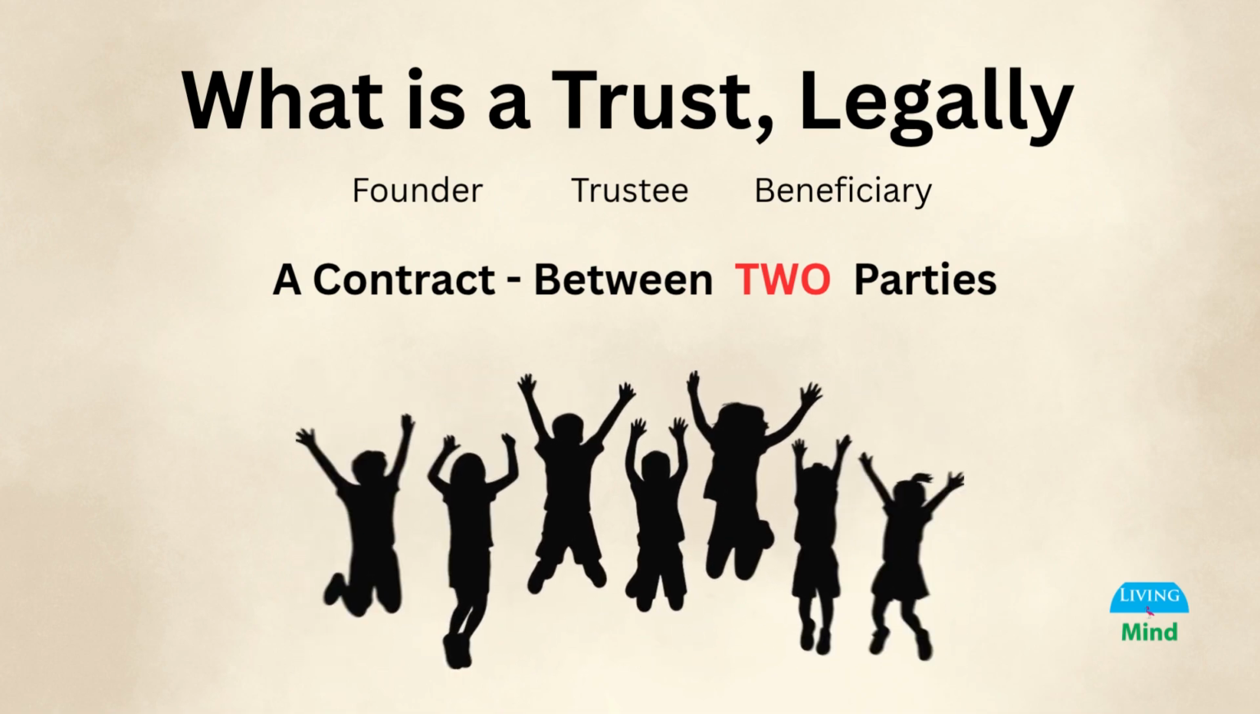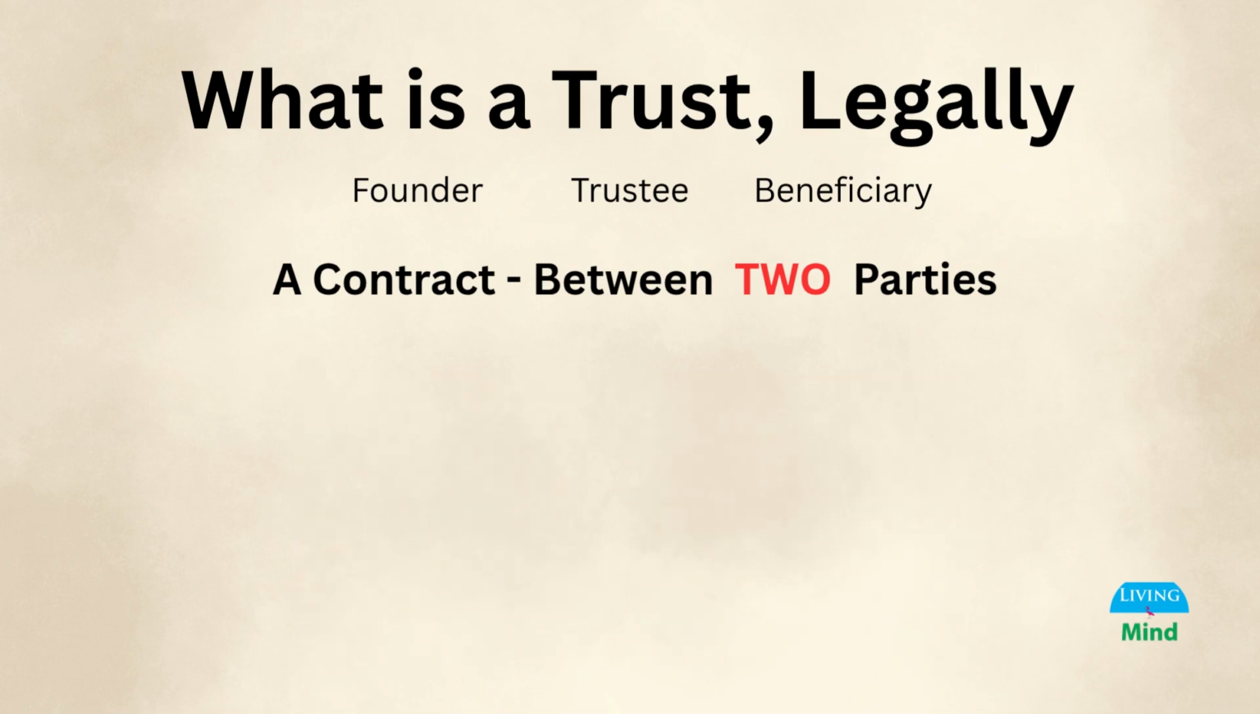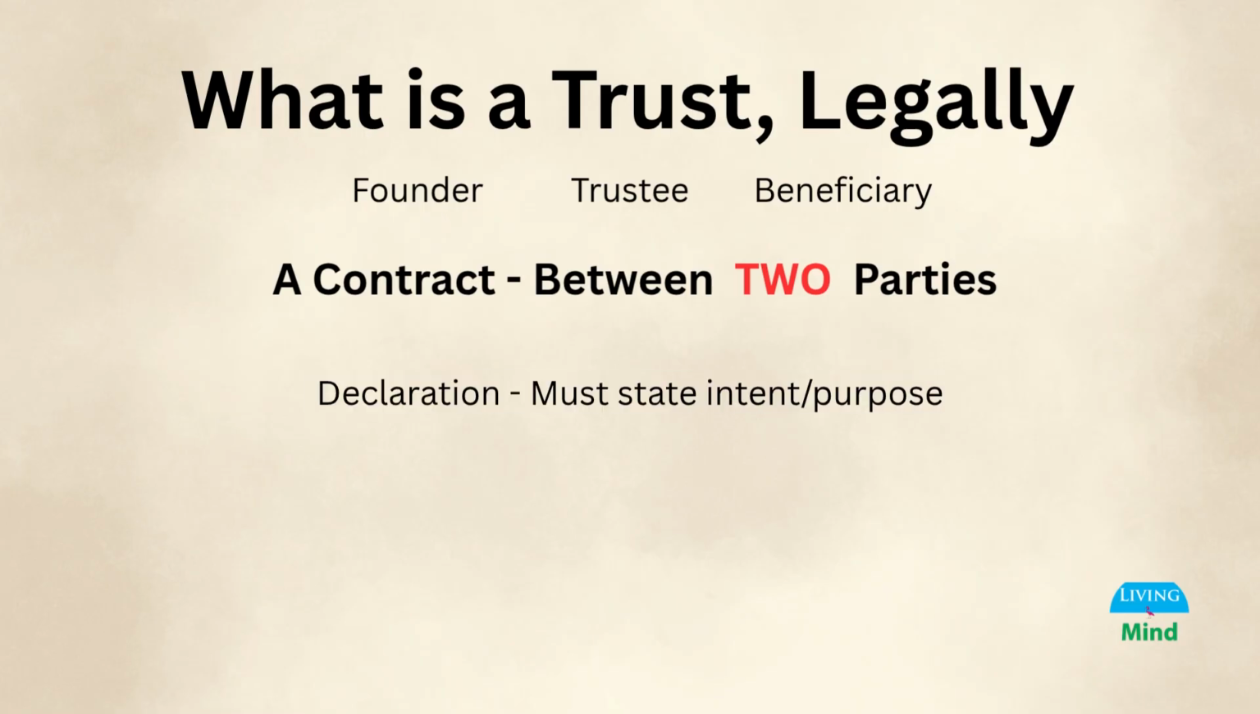So the trust is a contract, and this contract has two components: the declaration of the trust, which is declaring the intent that you intend to create a trust, and the actual stipulations of the agreement are in the indenture, sometimes known as the deed of trust.